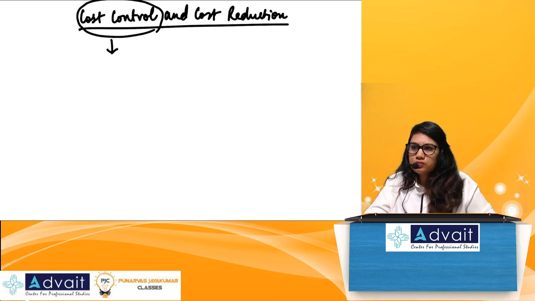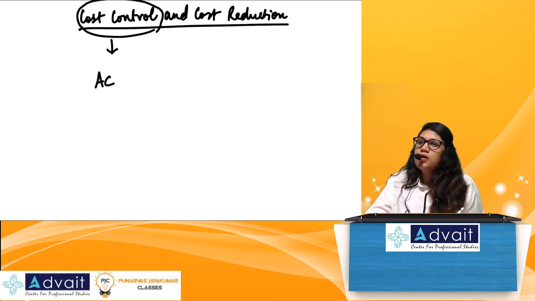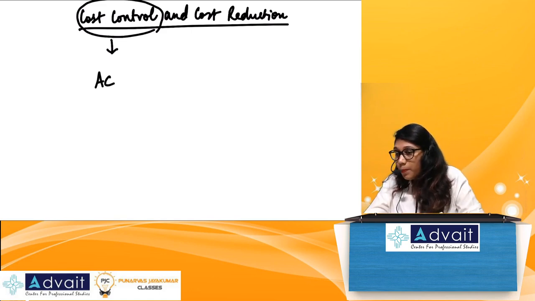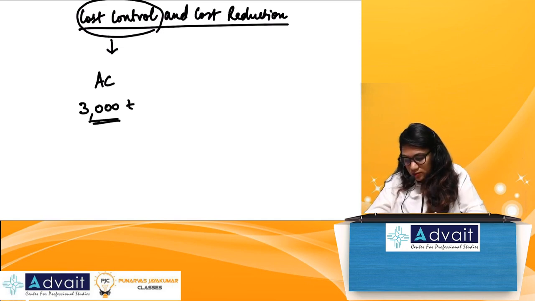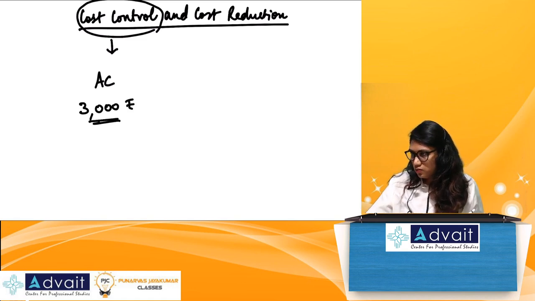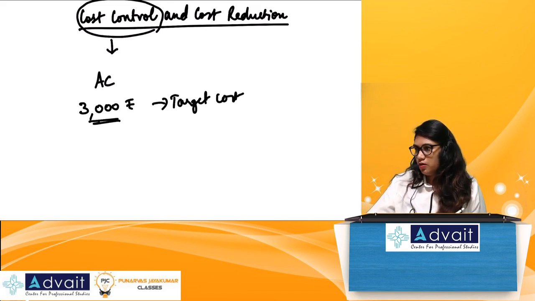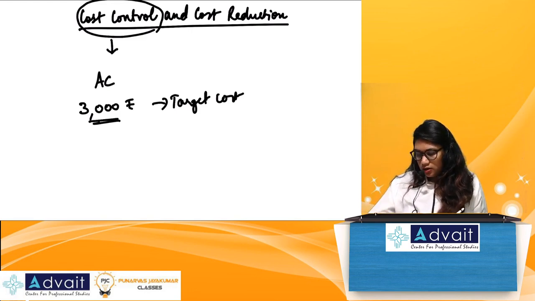Now say at home, your dad tells you he's got you a new air conditioner for your room, and he tells you that the bill per month should not be more than 3,000 rupees. That's your budget. So this is more like our target cost. So you have to use your air conditioner in such a way that the cost does not exceed 3,000 rupees.